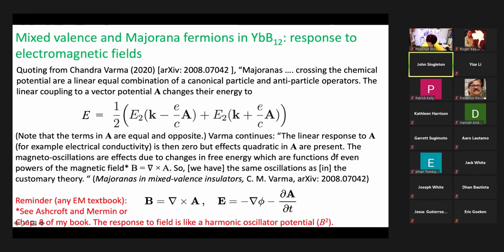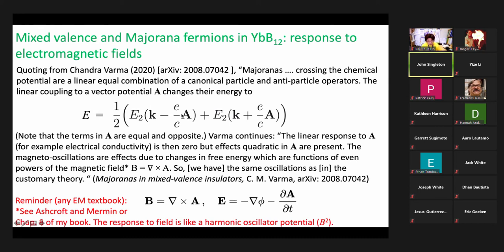So why would effects quadratic in A be present? Well, if you go through any condensed matter physics textbook like Ashcroft and Mermin or mine, you will find that the response of charged fermions to a magnetic field is like a harmonic oscillator potential, and it goes like the magnetic field squared. So basically, these things are like the magnetic vector potential squared. The magnetic oscillations are effects due to changes in free energy, which are functions of even powers of the magnetic field. So, says Chandravarma, we have the same oscillations as in the customary theory.